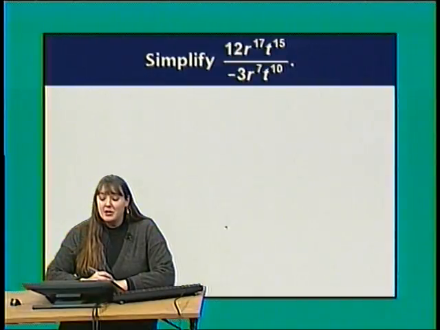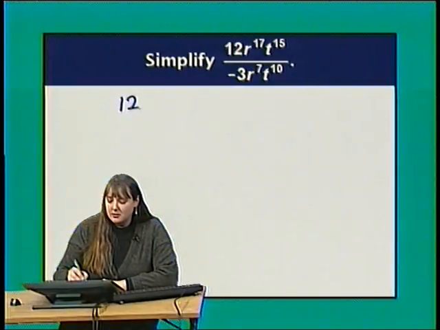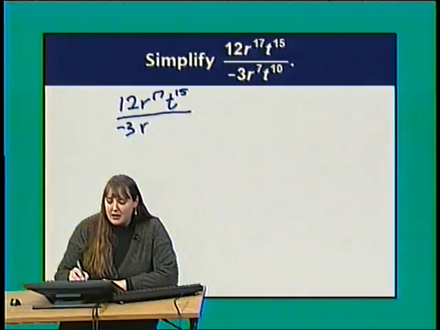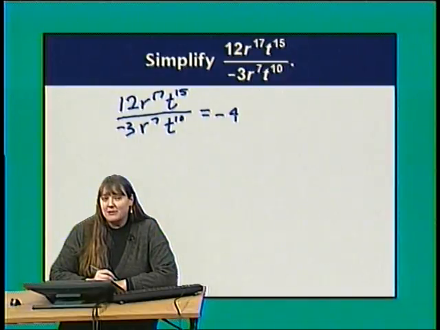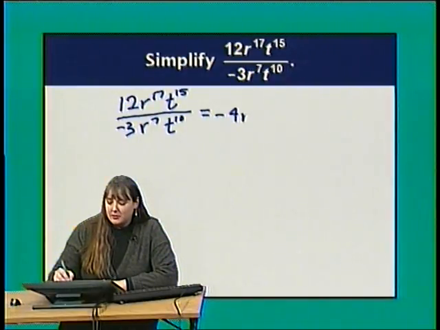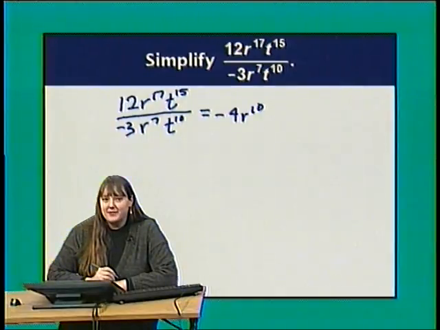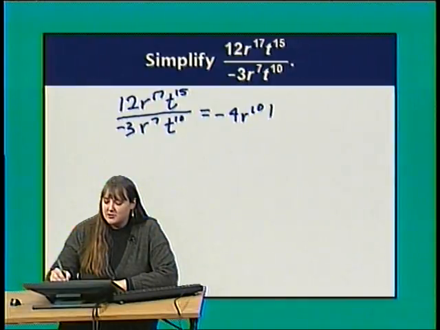What if I want to simplify 12r to the 17th, t to the 15th, over negative 3r to the 7th, t to the 10th? Well, here I can start by figuring out what my coefficient is by dividing 12 by negative 3, and then I can deal with the factors of r and the factors of t. 12 divided by negative 3 is negative 4. I have 17 factors of r in the numerator and 7 factors of r in the denominator. This reduces to r to the 10th. I have 15 factors of t in the numerator and 10 factors of t in the denominator. This reduces to t to the 5th.